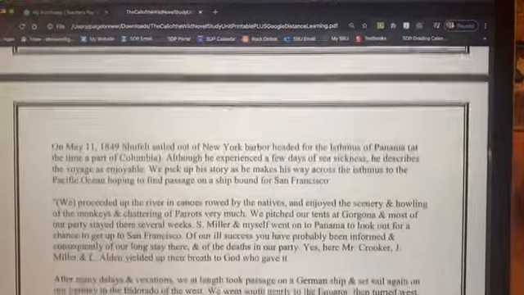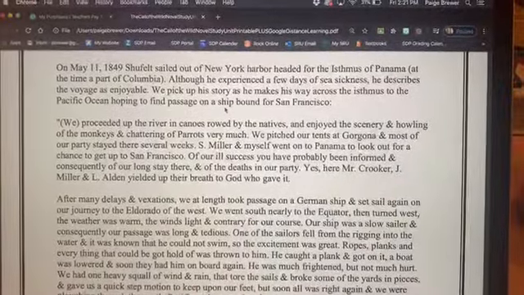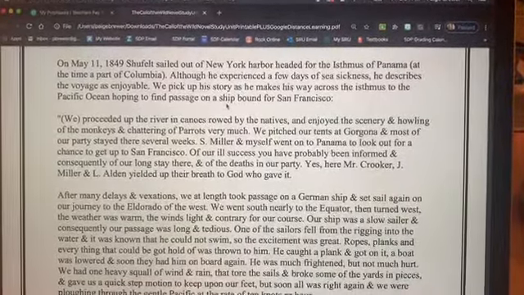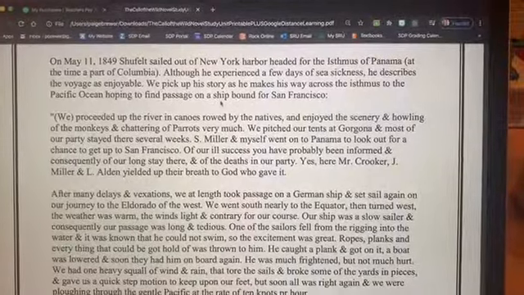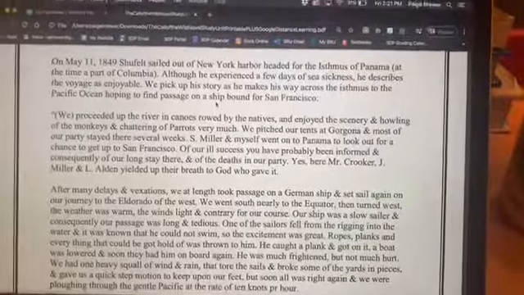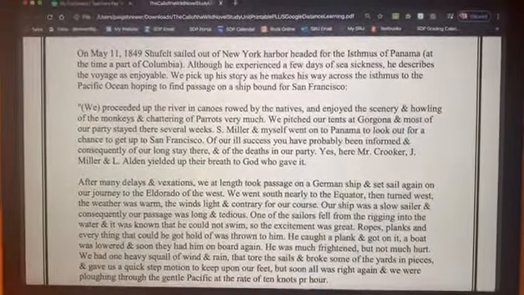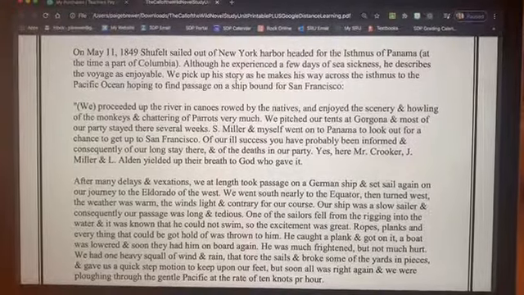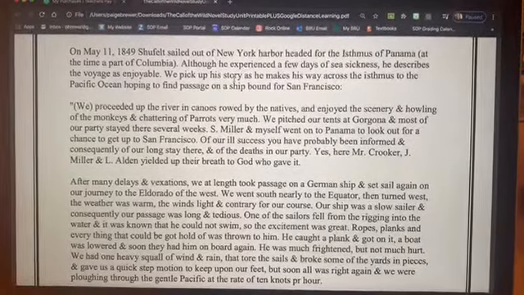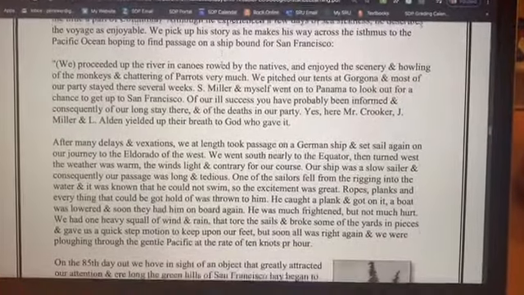Passage to California. On May 11, 1849, Sheffield sailed from New York harbor headed for the Isthmus of Panama, at the time a part of Colombia. Although he experienced a few days of seasickness, he describes the voyage as enjoyable. We pick up his story as he makes his way across the isthmus to the Pacific Ocean, hoping to find passage on a ship bound for San Francisco.